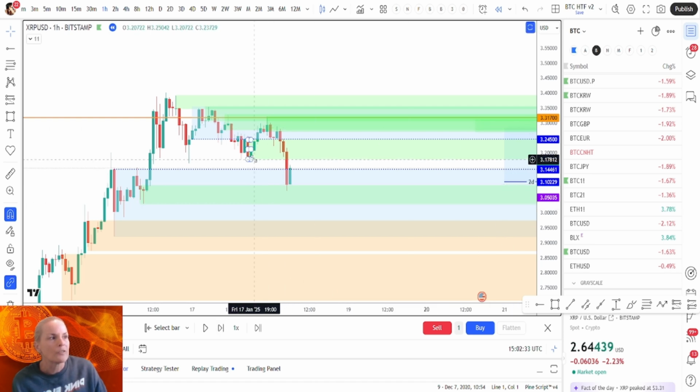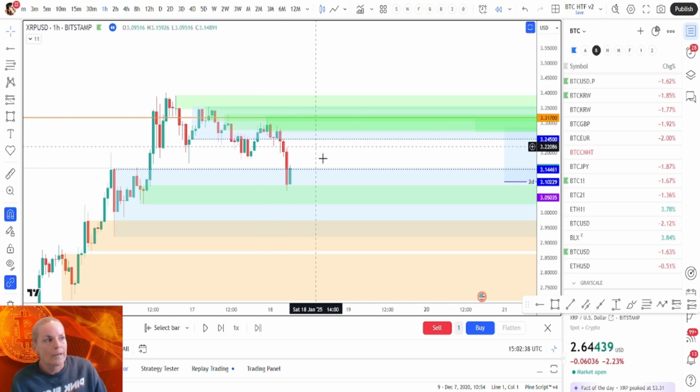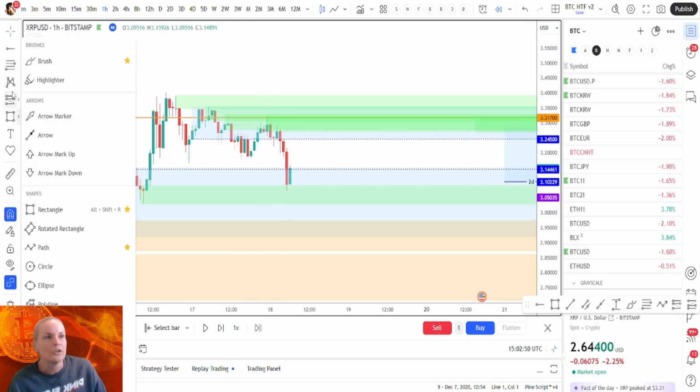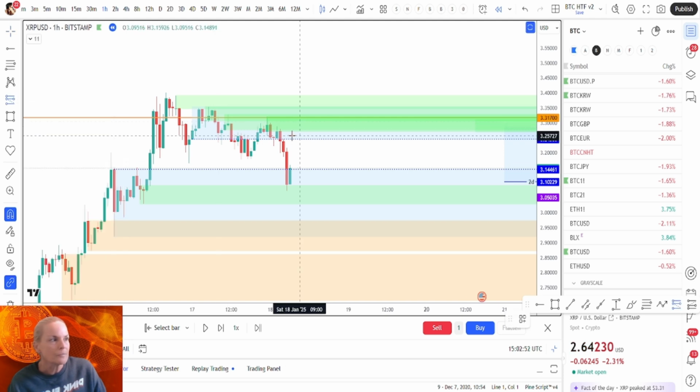So okay, we've come down now, so obviously we've broken this hourly demand. The trade off the 8-hour supply would have worked at this point, at least to a TP1, if you were taking a profit in that 8-hour demand. Or at a minimum at this point, you could go, okay, I've traded my 8-hour, you move your stop to break even just to be sensible.